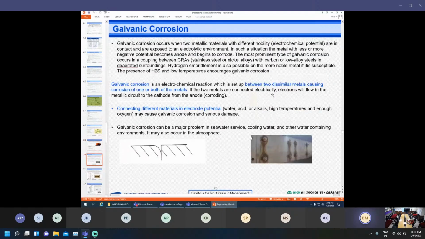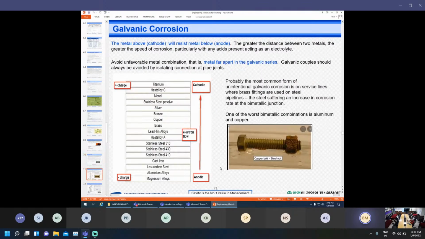Galvanic corrosion. Suppose you are using stainless steel and carbon steel, or carbon steel and some exotic material having a different position in the galvanic series, it is going to be corroded. Here is a simple galvanic series where electrons flow from the anodic to the cathodic. The bottom one is anodic in nature and the top one is cathodic.